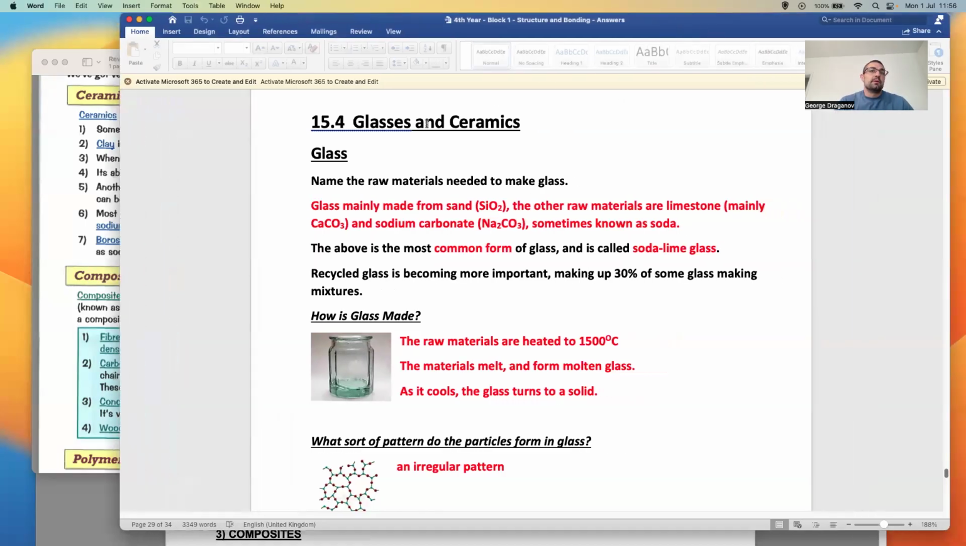At Edexcel, people don't do it. I don't know why they make you do it, but you just need to know these facts, okay? I mean, it is a real life application, which makes it useful. Everybody uses glass windows, etc. So let's start with glass.